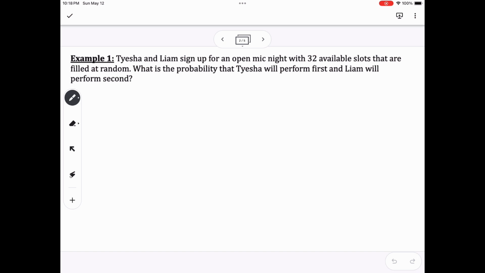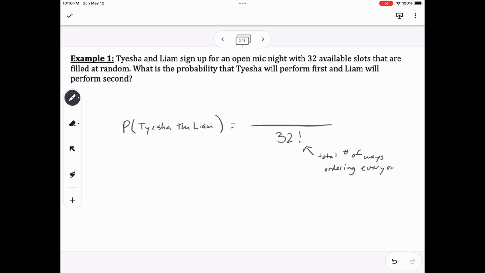So example 1: Taisha and Liam sign up for an open mic night with 32 available slots that are filled at random. What is the probability that Taisha will perform first and Liam will perform second? If I'm setting up my probability, I want to first figure out how many total outcomes I have. Since there's 32 slots, and let's assume that everybody has filled it up, that means there's 32 ways to pick the first person, 31 to pick the next one, 30 to pick the next, and so on and so forth. That's representing factorials. It's just a fast way of writing all the different combinations without having to write them all out. So here I can write 32 factorial for my total for everybody.